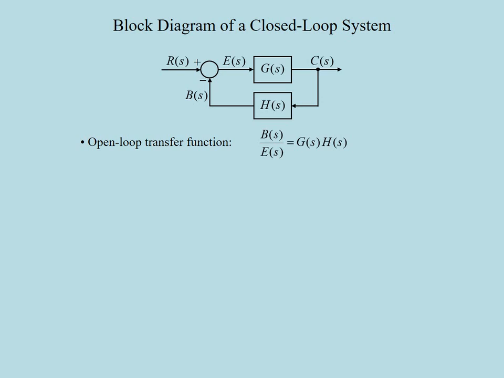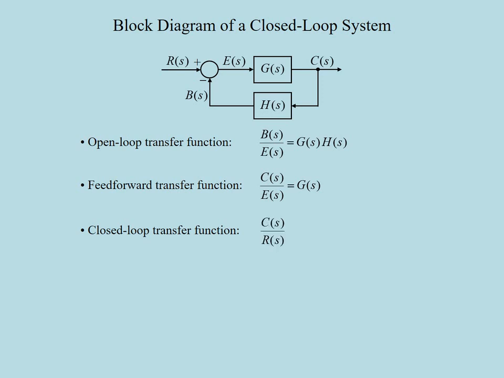The second one is the feed-forward transfer function, which is in general the product of all blocks from the input R of s to the output C of s. In this case, we have only G of s on the path from R to C. The last one, maybe the most important one, is the closed-loop transfer function. That is the transfer function from the input R to the output C.